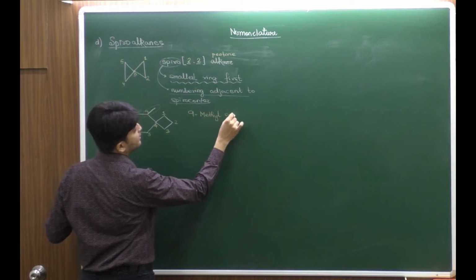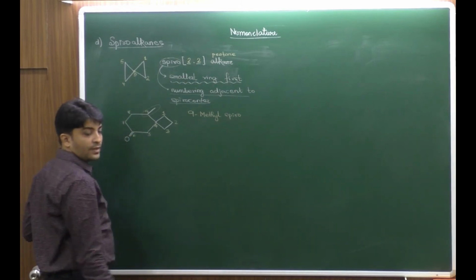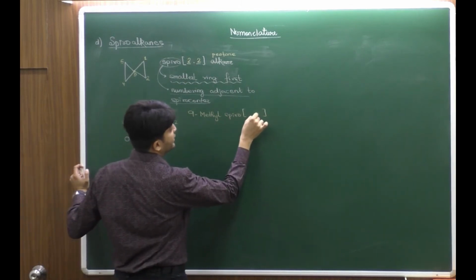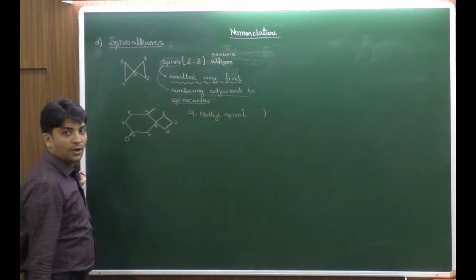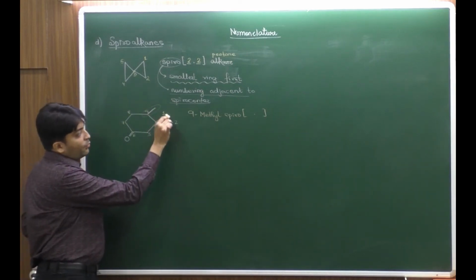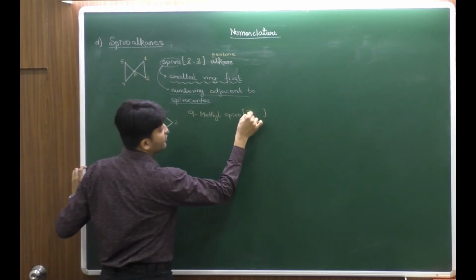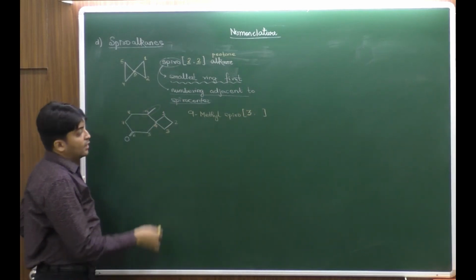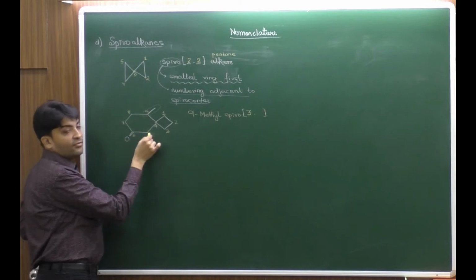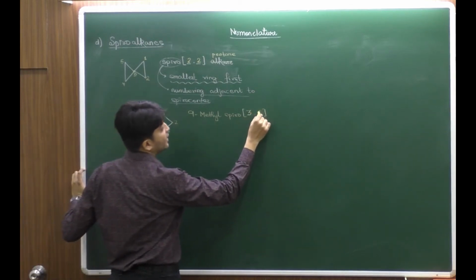Followed by the prefix spiro, a square bracket including 2 numbers separated by a dot. So it will be 1, 2, 3 of the smaller ring. So smaller ring first, meaning 3 will come here. After that, 1, 2, 3, 4, 5 carbon of the other ring, that is 5.